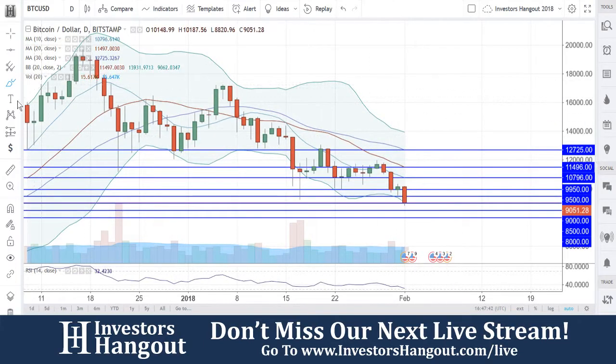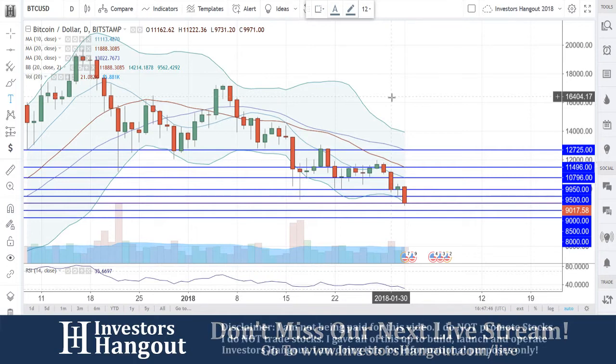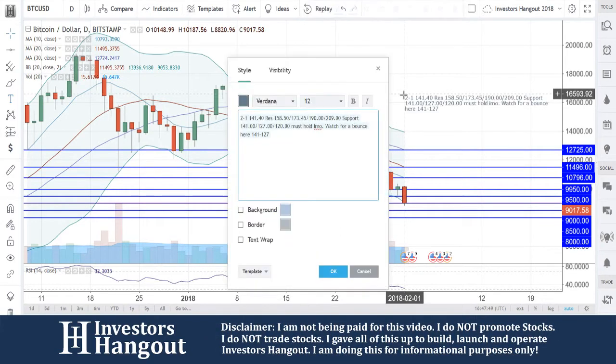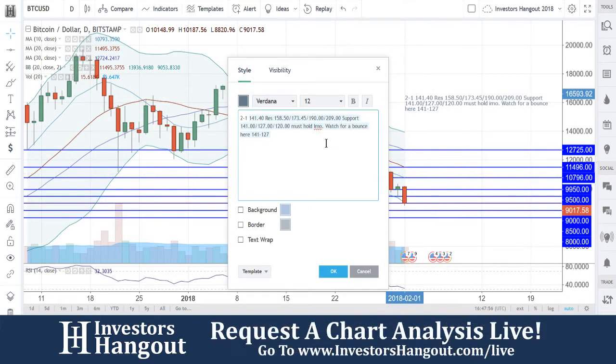Again, we're going to need to get back above that 12,725. It's a long way off, but to get back into that bullish reversal. But in the short term, what I would be watching for is a bounce off this level as well. Getting to that lower Bollinger Band, I would say between the 9,000 and 8,500, we should see a nice little short rally up, and if it continues, obviously you can keep going higher.